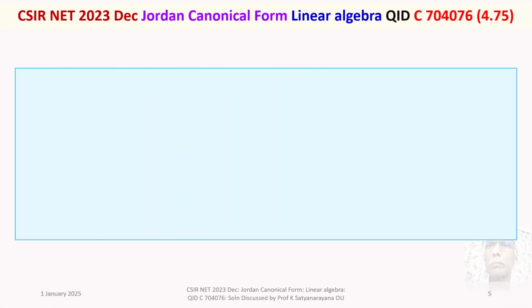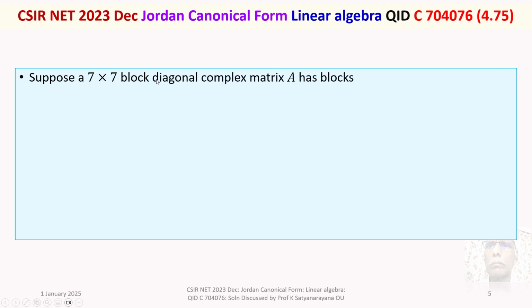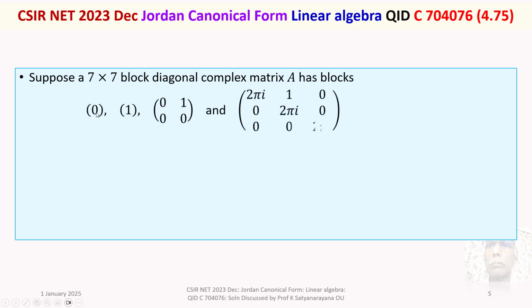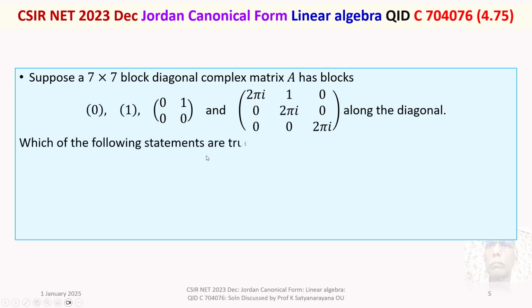The given question is: suppose a 7 by 7 block diagonal complex matrix A has blocks: block size 1 consisting of 0, block size 1 consisting of 1, block size 2 consisting of 0, 1, 0, 0, and block size 3 consisting of 2 pi i, 1, 0, 0, 2 pi i, 0, 0, 0, 2 pi i along the diagonal. Which of the following statements are true? We are given 4 options.